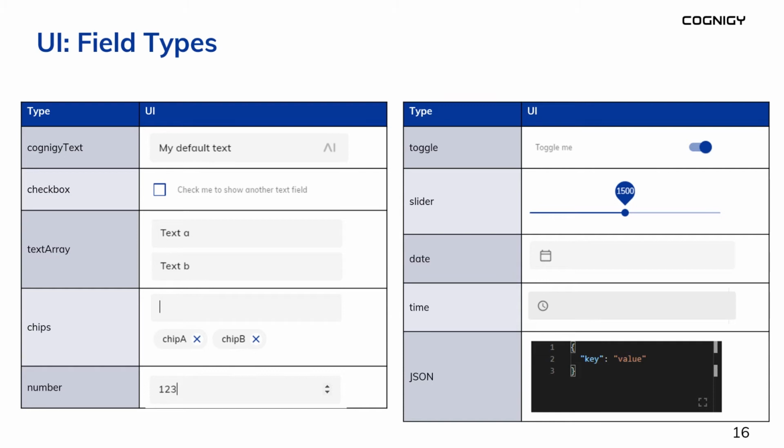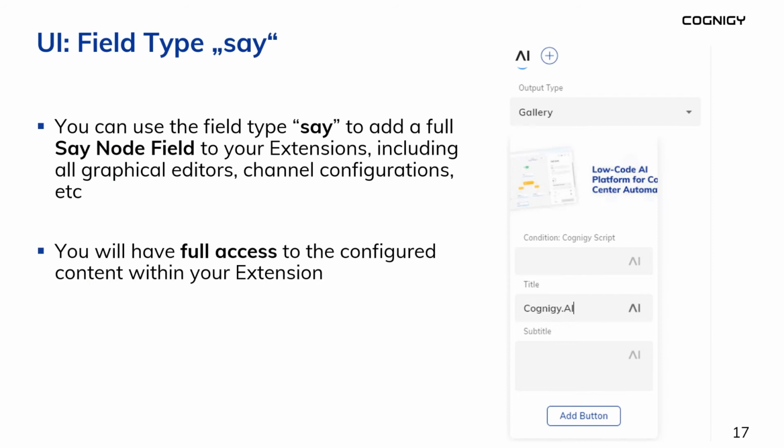Now there is one very special field type, which is the say field type. Because the say node is not composed out of many different field types, but the say node itself is a field type. So you can use the field type say to add a full say node field to your extensions. And that includes all the graphical editors, cards editors, quick reply editors, etc., channel configurations. And then when your node is executed, you will have access to that configuration from within your backend code, and you can then output it, or you can manipulate it or do anything else with it that you want.